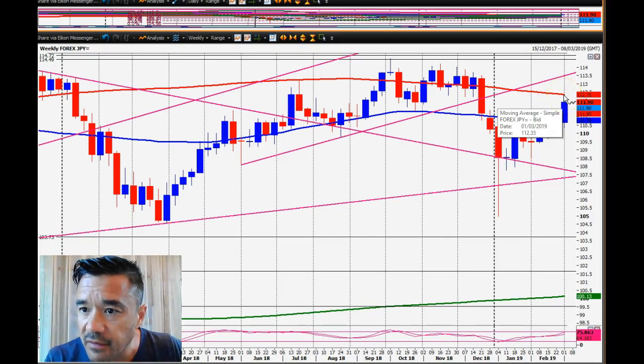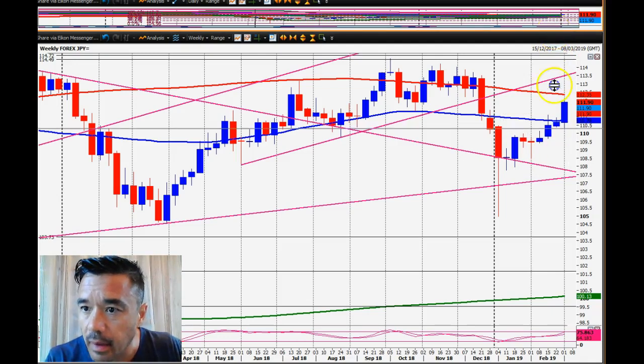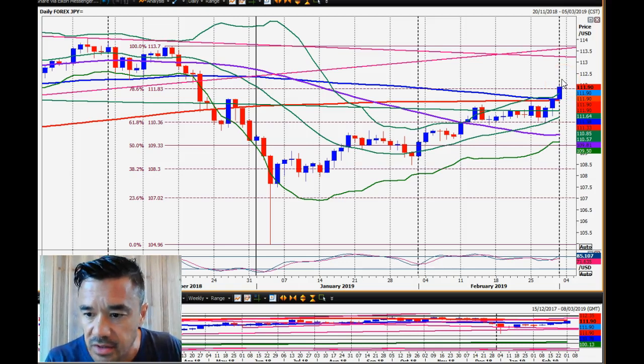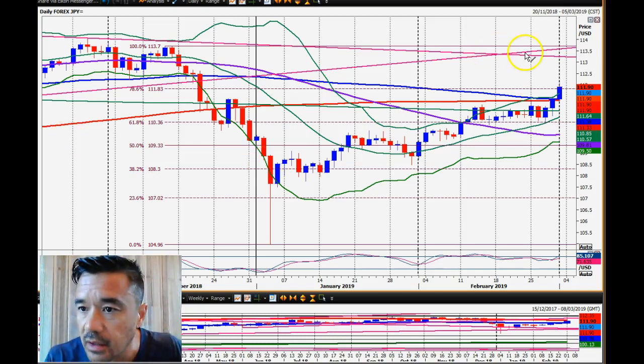So 112.35 is the next target. We're nearly there. My target for Friday was 112.10, 112.20 was my ultimate target. We only missed that by 3 pips. So it looks like we're going higher. 112.35, yeah, that's the next target and resistance. Don't think I'd be shorting there. It just doesn't seem to be a good idea. We've got very strong momentum. I'm just looking at the short-term charts and they look pretty good too.